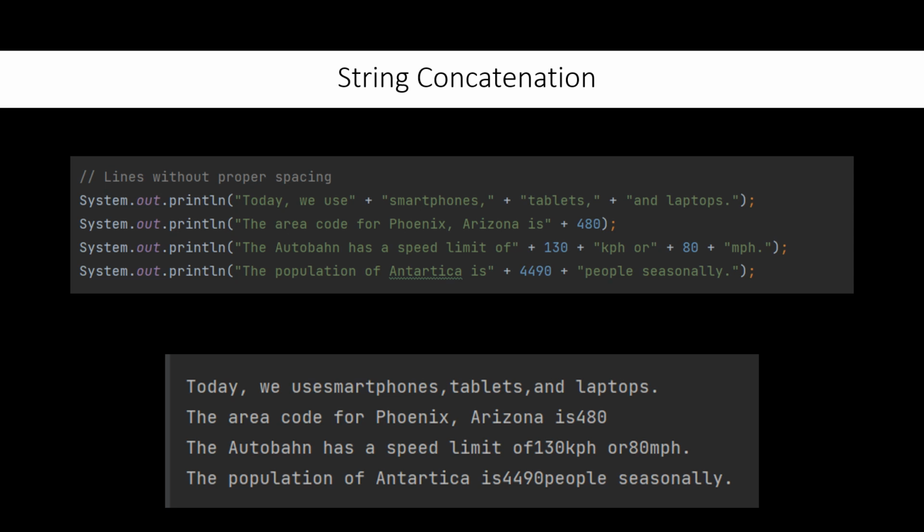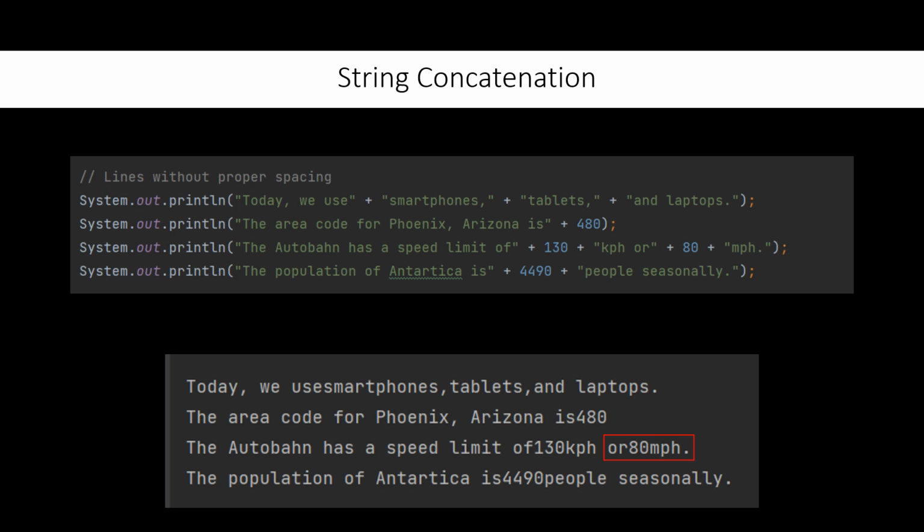Now we can see what happens when we don't use proper use of the space. The strings are mashed together. So in the first line, use and smartphones becomes 1. Smartphones and tablets become 1, and tablets and become 1. In the second line, is mashed together with 480. In the third line, we see of and 130 and kph all mashed together. And then or, 80, and mph mashed together.